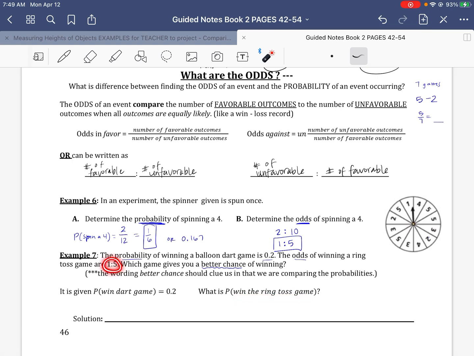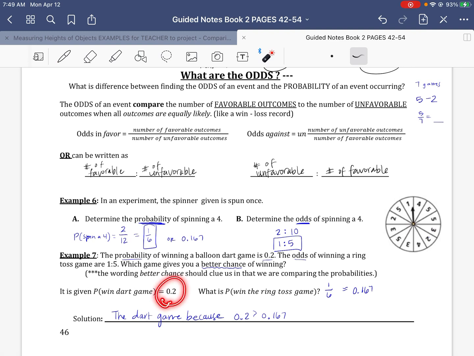So if the odds are 1 to 5, right, that means there's 1 favorable outcome and there's 5 unfavorable. So 1 plus 5, 6 total, right, outcomes. So 1 divided by 6, or 1/6, let's write it as a decimal so that we can compare it, would be 0.167. So if you look at that, 0.2 is definitely bigger than 0.167. So it looks like that the dart game, right, you have a better chance of winning because 0.2 is greater than 0.167.